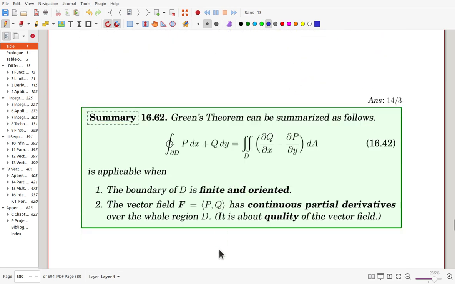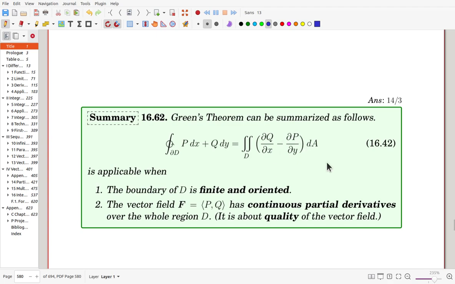Okay, here we summarize what we have learned. For the line integral along the boundary ∂D, positively oriented, of P dx + Q dy, it is the same as the regional integral of Q sub x minus P sub y. That formula is applicable when these two conditions are satisfied: the boundary of D is finite and oriented. The boundary must be oriented.